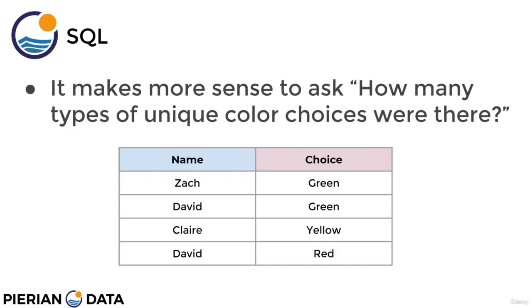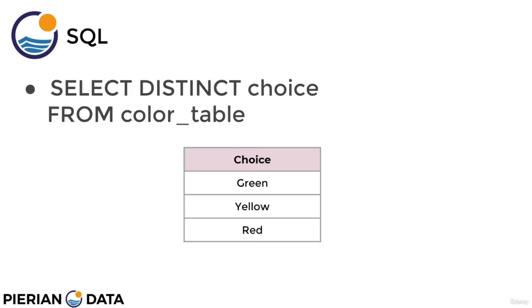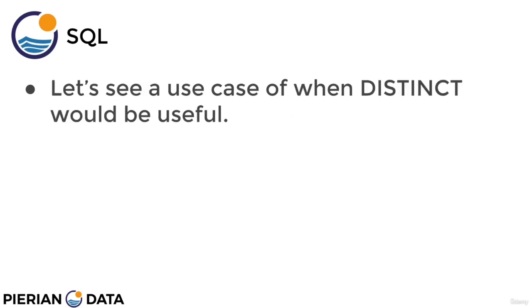It probably makes more sense to ask how many types of unique color choices were there. So what we can do is say select distinct choice from the color table, and here we have all the distinct or unique color options that were chosen. Let's go ahead and see a couple more cases of when distinct would be useful.